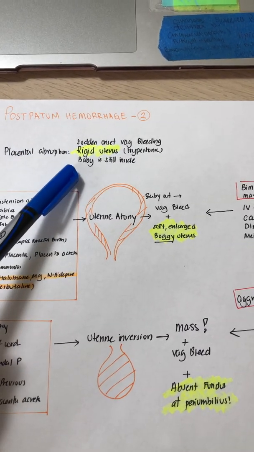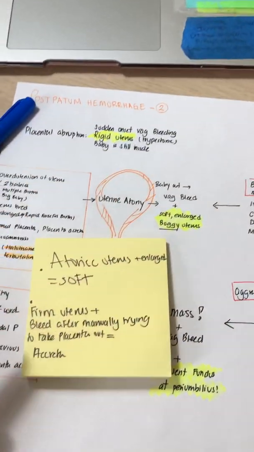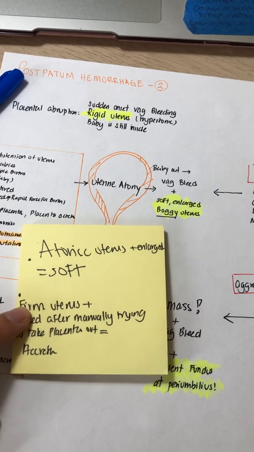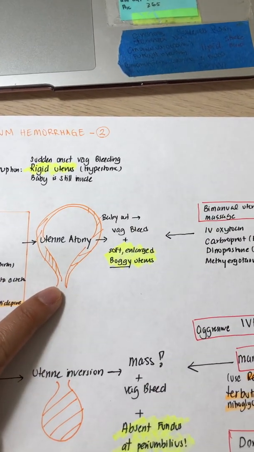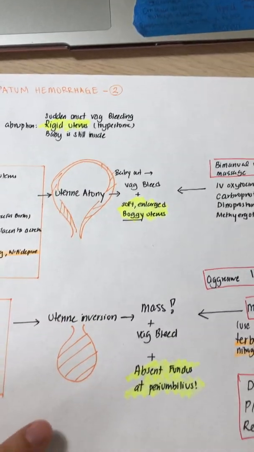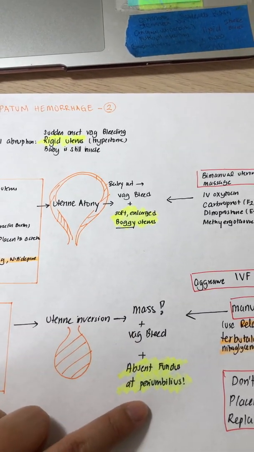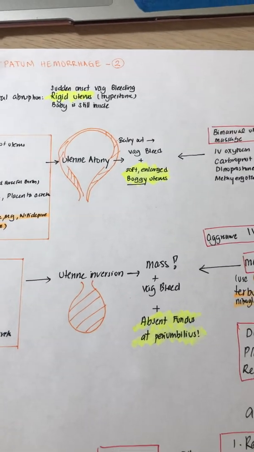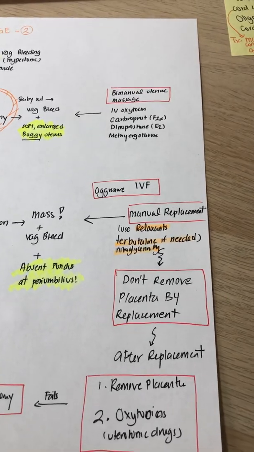The baby could still be in there. And then the placenta, remember placenta previa and placenta accreta, can also give a rigid uterus. Then atonic uterus is a boggy uterus. The baby is already out. Uterine inversion, there is a mass, vaginal bleeding, and absent fundus. So these are the two opposite conditions. So the management is completely opposite, right?